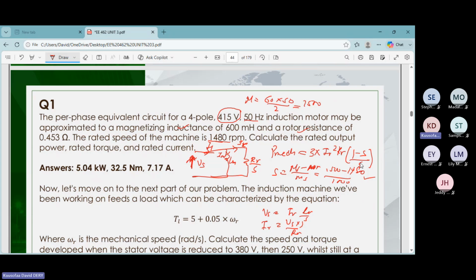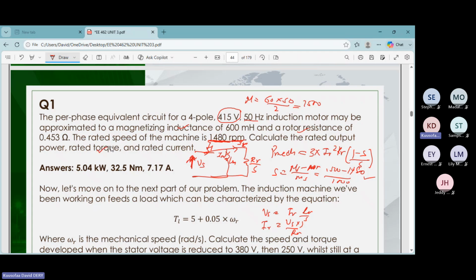Okay, so we'll go through the solution, but I just want to take my time and explain. Then the second one is the rated torque. Since we know the rated output, we calculate the rated torque, right? We've been given the rated speed as this. So we convert this to what? Radians per second.